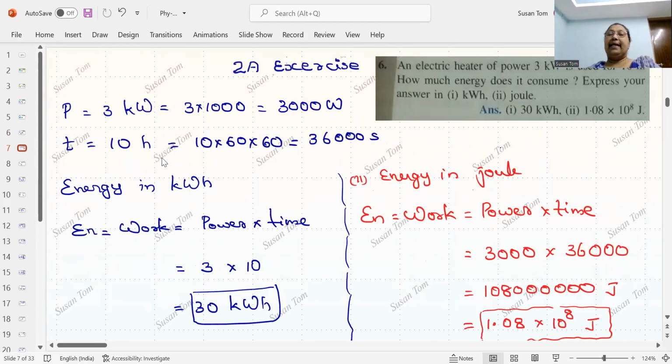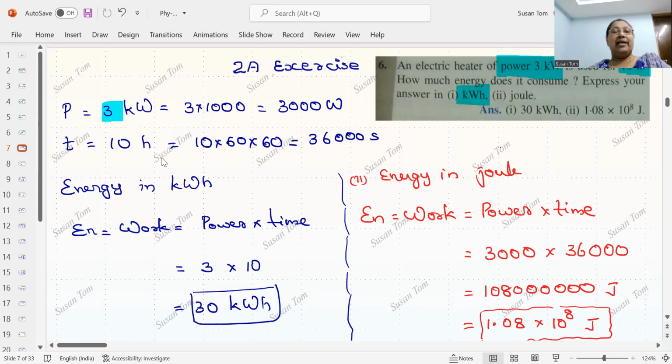Question 6. An electric heater of power 3 kilowatt is used for 10 hours. Kilowatt and hour are the units given. So when you solve, you have to make it into watt. Kilowatt, you have to convert into watt by multiplying with 1,000. Hour, you have to convert into seconds by multiplying by 60 and 60. But in this first part, you have to answer how much energy does it consume? Express your answer in kilowatt hour. The first part is in kilowatt hour only. That means take 3 kilowatt and 10 hour only for finding out.